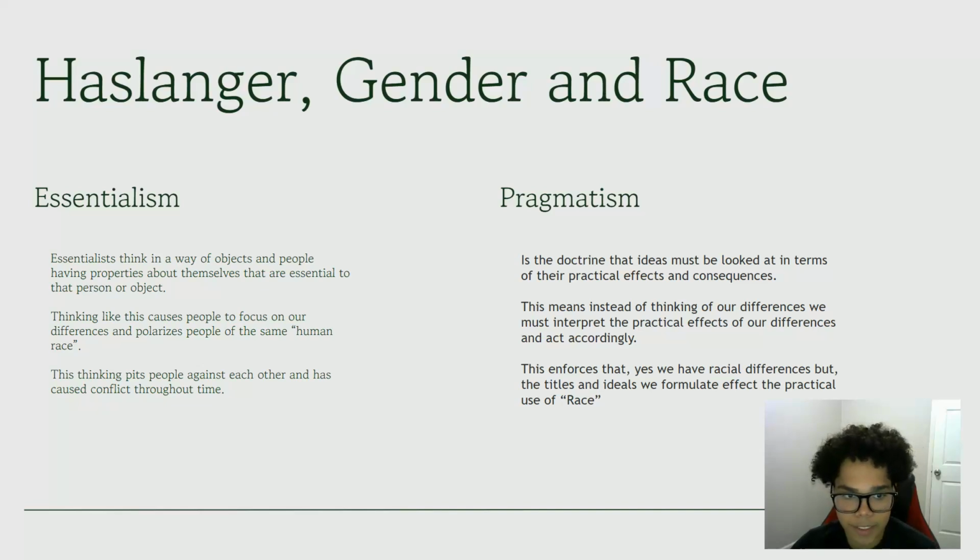It polarizes people of the same human race. This thinking pits people against each other and has caused conflict throughout time. And on the flip side, which in this text Haslanger promotes, is thinking pragmatically, it's pragmatism. It's the doctrine that ideas must be looked at in terms of their practical effects and consequences. This means instead of thinking of our differences, we must interpret these differences and the practical effects of these differences and act accordingly. This enforces that yes, we all have racial differences, but we must formulate the best way to combat these differences.